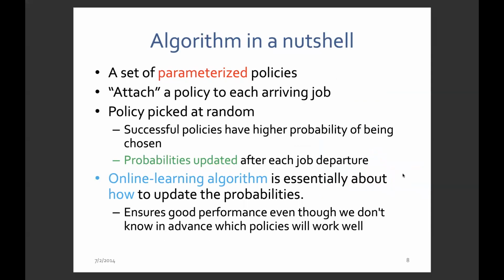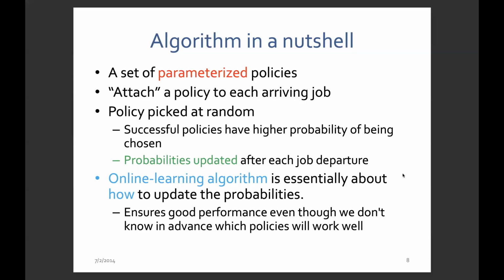So here is the big picture of their algorithm. They have a set of parameterized policies. I'll just explain the parameterized policies in the next slide. So when the job is arriving, they are attaching a policy to it. The policy is picked at random. So it's not like they have a lot of policies and they are assigned to the job based on FIFO. No, there are a lot of policies available. But when a job is arriving, it is randomly picking any of the policies.